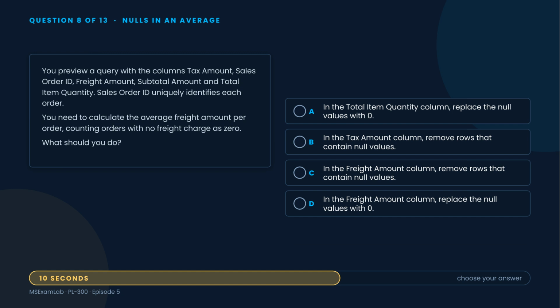You preview a query with the columns tax amount, sales order ID, freight amount, subtotal amount, and total item quantity. Sales order ID uniquely identifies each order. You need to calculate the average freight amount per order, counting orders with no freight charge as 0. What should you do? Your options: A, in the total item quantity column, replace the null values with 0. B, in the tax amount column, remove rows that contain null values. C, in the freight amount column, remove rows that contain null values. D, in the freight amount column, replace the null values with 0.